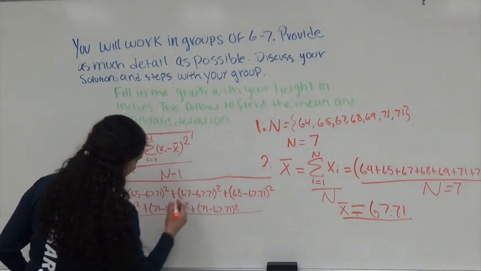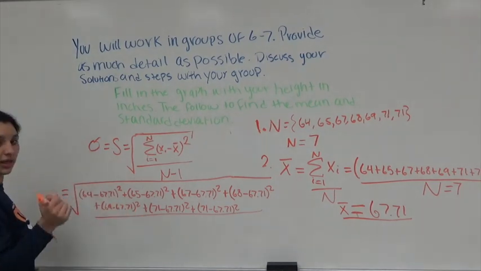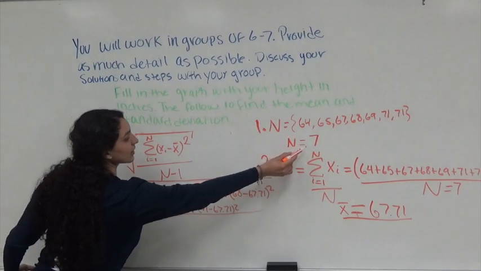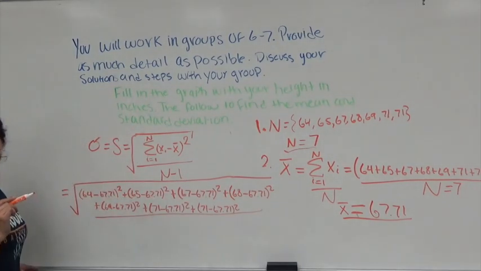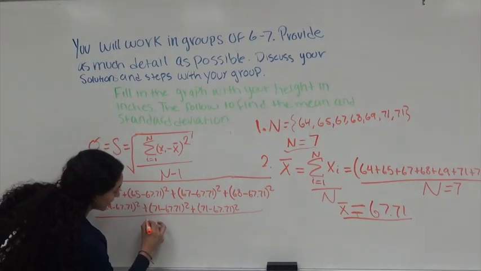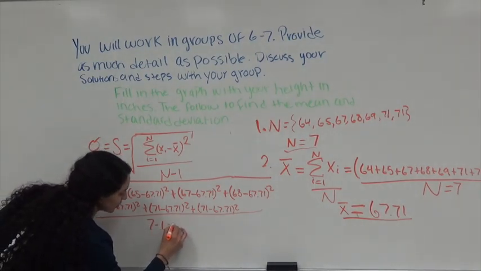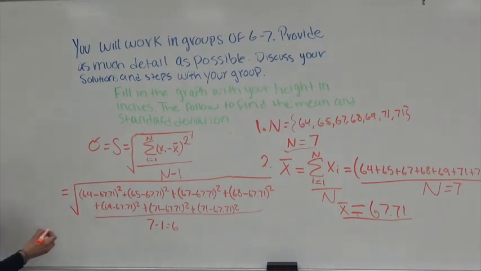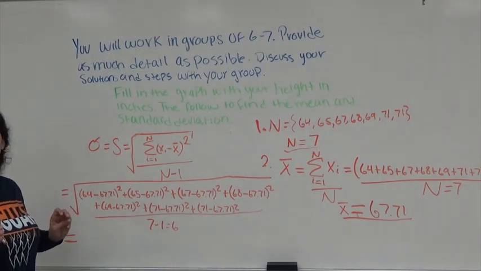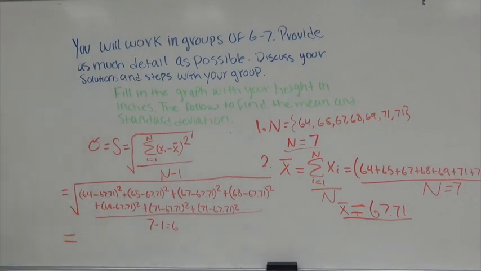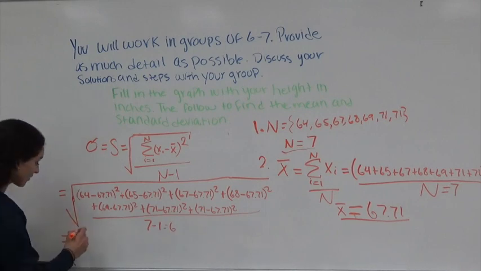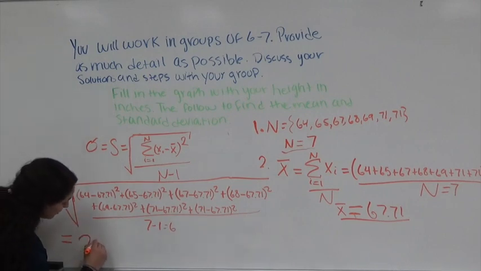All over n. N was again? N minus 1. N, the number of elements right here. It's 7. There we go. Thank you. And then it will be 7 minus 1, which is equal to 6. I'll give you a moment to work it out in your calculator. Luis, is it 2.74? Yes, very good.